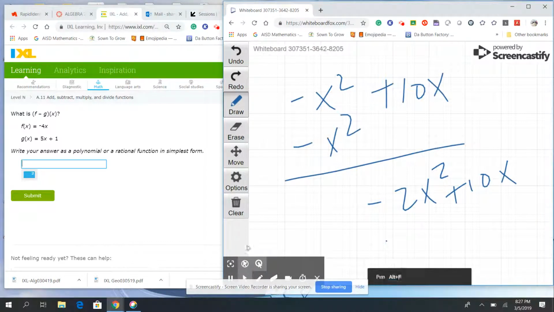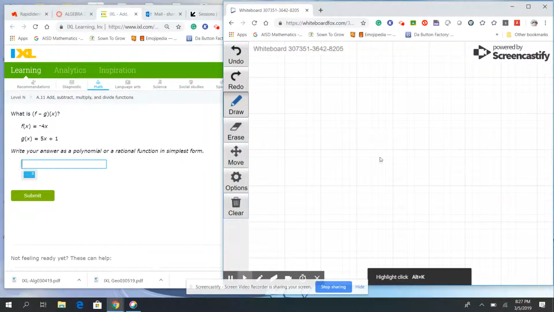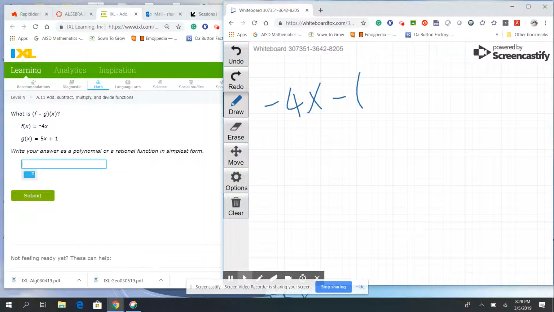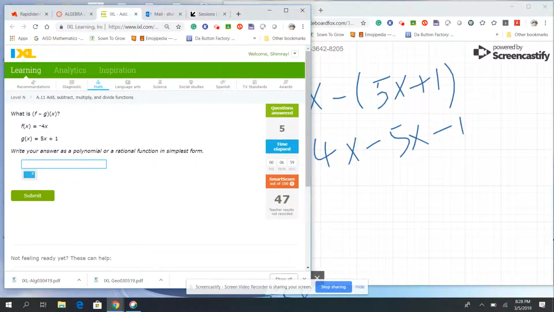Okay, so now let's see the next one. For this next one you need to be careful because it's subtraction, right? If you think in terms of negative 4x minus in the parentheses, I think that way you can avoid mistakes. So you will have negative 4x minus 5x minus 1, which is negative 9x minus 1.